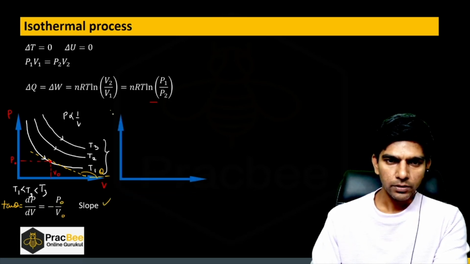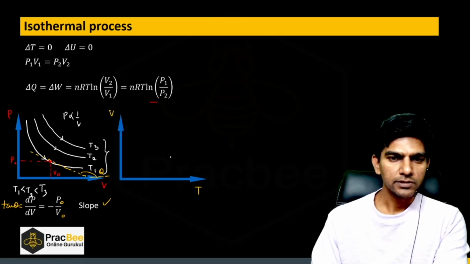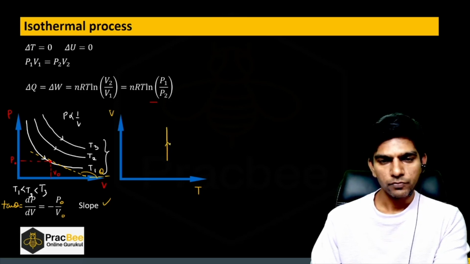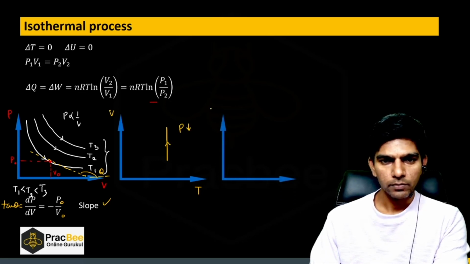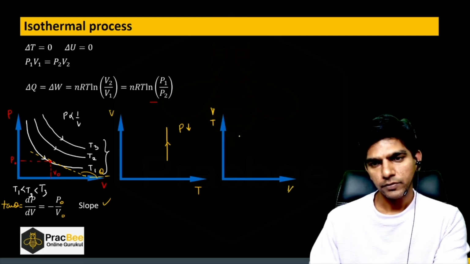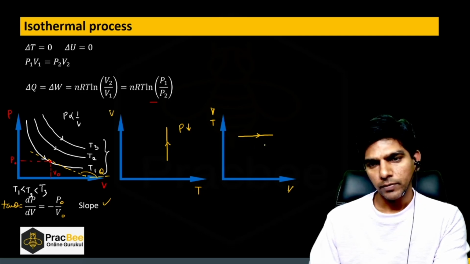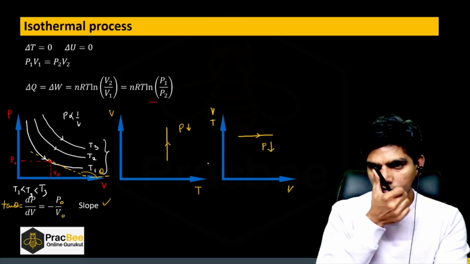Now let us see the volume versus temperature. So in this case, if we plot volume versus temperature, we know temperature is constant, so the graph will be something like this. Okay, so if volume is increasing, pressure will decrease in this process. And if we plot temperature versus volume, in this case, it will be something like this. It will be parallel to the volume axis because the temperature is constant. So if the volume is increasing, pressure should decrease. Okay, this is the same graph.